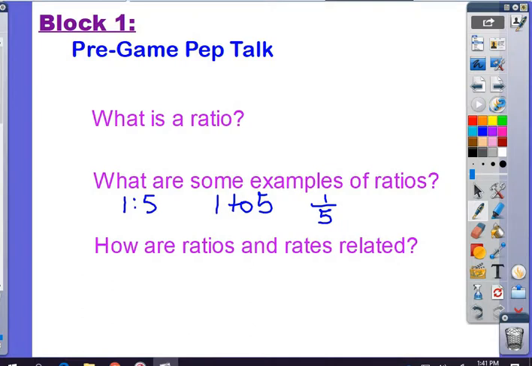And how are ratios and rates related? Are they related? Raise your hand if you think ratios and rates are related to each other. Yes, you think they're related. Who thinks they're not related? Who has no earthly idea if they're related? Oh, goodness. Okay. Well, maybe we can answer that question here in a minute.